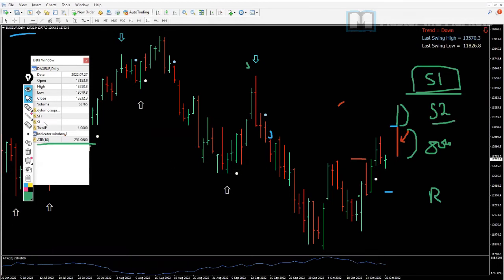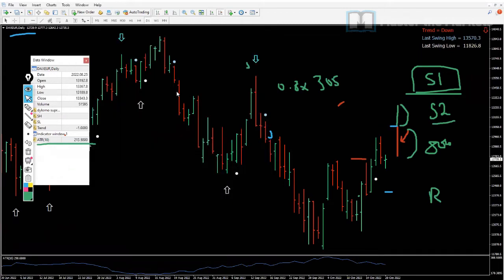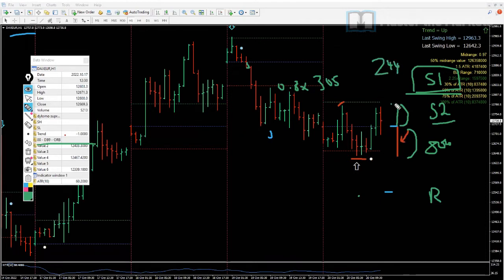I usually will trade 80% of that. So 0.8 times 305, that's 244. So when I go on to the 1 hour time frame, that is the range I'll be looking at, 244, to form either from the high to the low or from the low to the high. 244 is the number you need to remember. Once I hit 244, I'm out of the trade.